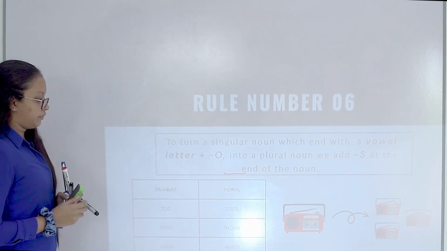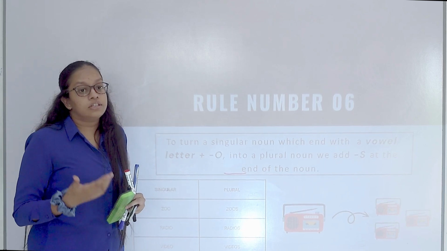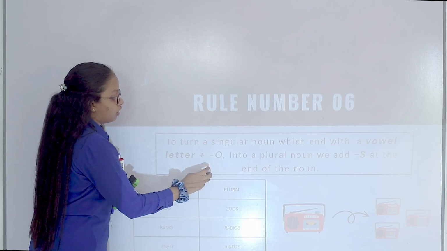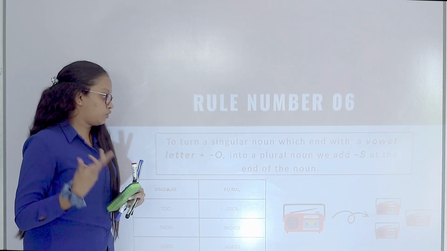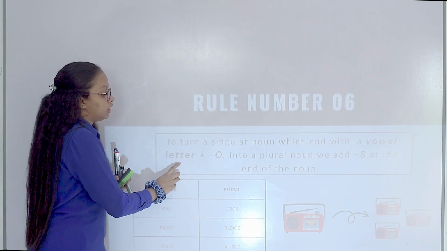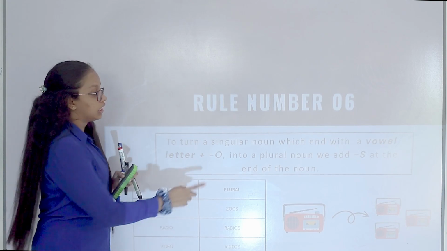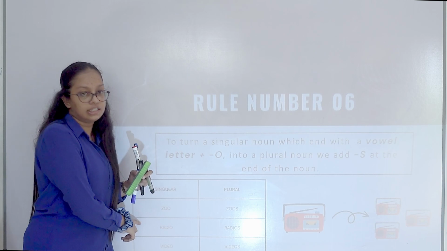Rule number 6. Now we are going to talk about if the noun is ending with a O. If the noun is ending with the letter O, and the letter before the O is a vowel letter, like before, we are just going to add letter S.